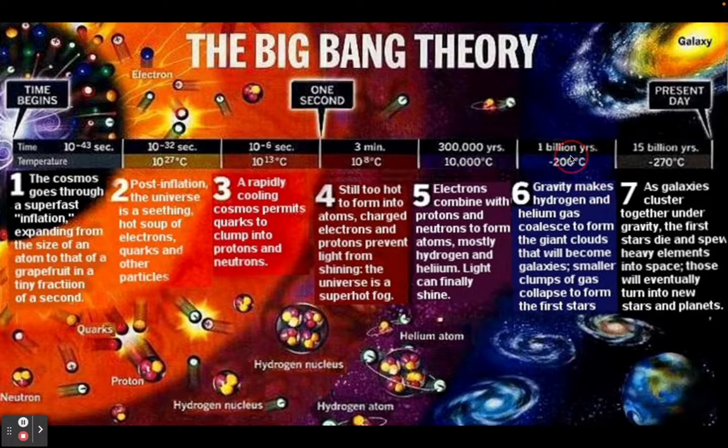1 billion years after the Big Bang, now the universe is negative 200 degrees Celsius, and gravity makes hydrogen and helium gas coalesce or combine together to form giant clouds. And again, these clouds are going to become the galaxies and other stars, the first stars. And then finally, 15 billion years after the Big Bang, galaxies cluster together under gravity. Again, gravity is pulling things together.